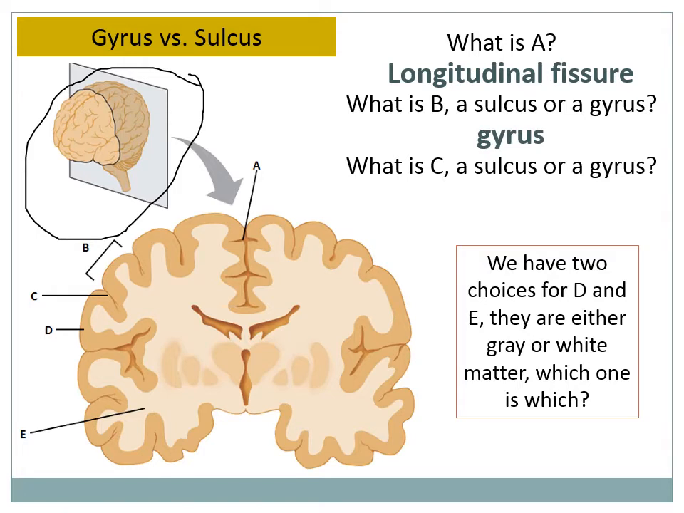And what is C? Is it a sulcus or a gyrus? Well, it's sucking in, therefore that is a sulcus. We do have D and E here. They can either be gray or white matter. Which one would be gray matter, D or E? Yeah, D is going to be gray matter, which makes E white matter. We'll talk more about gray and white matter in another lecture.